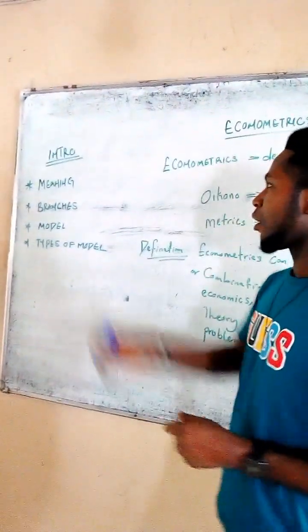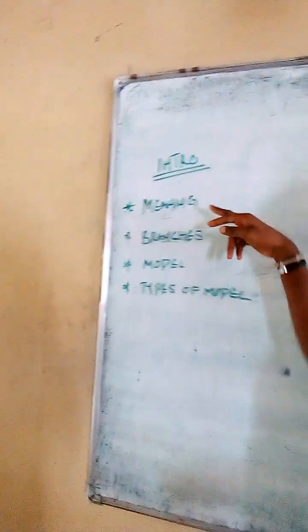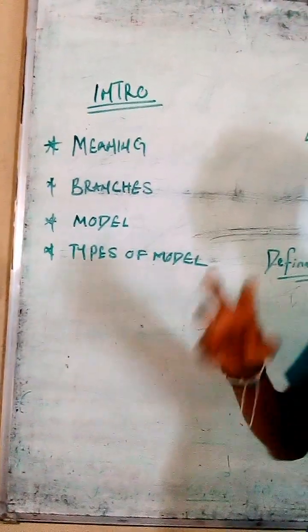I'll be taking you on this introduction. I'll be dealing with the meaning, the branches, and the model and the type of model in econometrics.